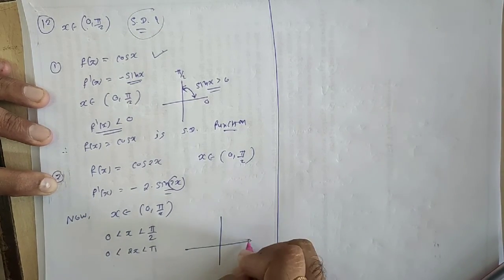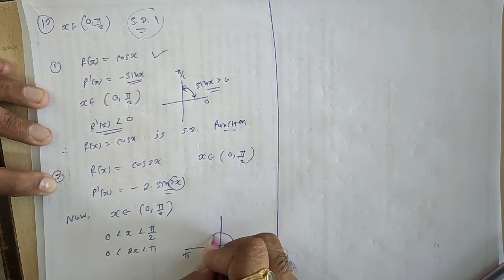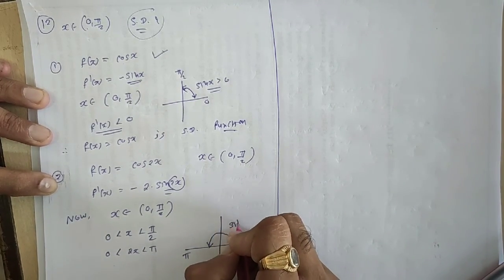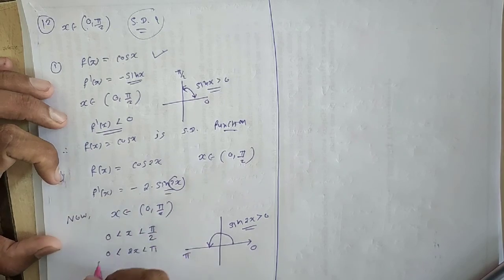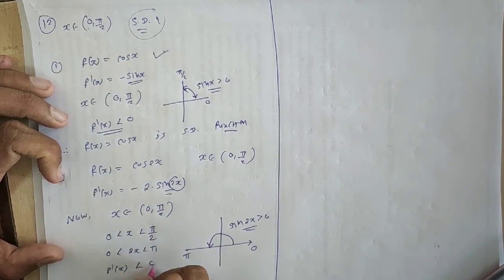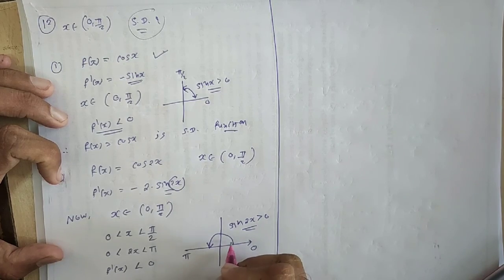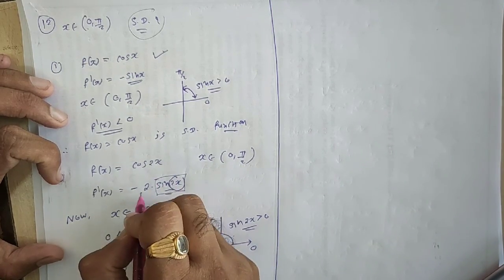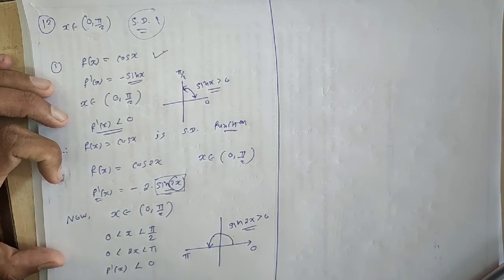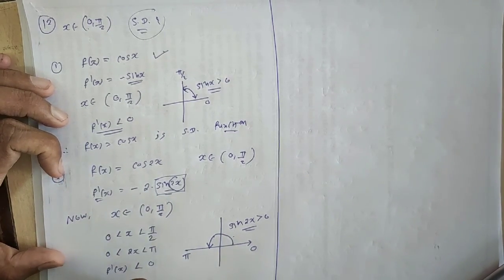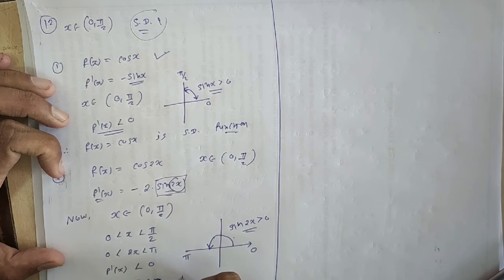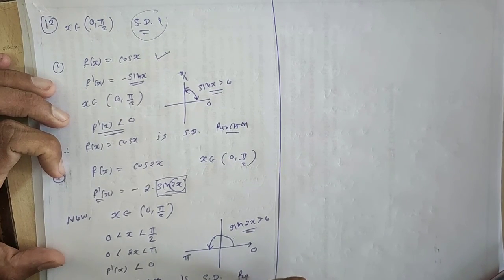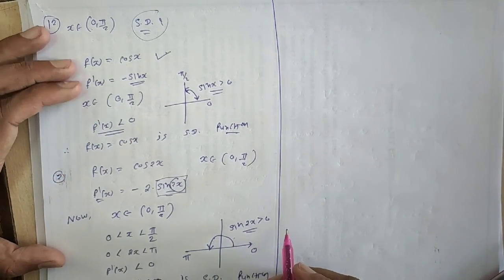So for 0 to pi, for this interval, sin 2x is greater than 0. Yes, sin 2x is greater than 0, but it's a minus 2, so we can say that f dash x is again less than 0. Sin 2x will be positive in the first quadrant and second quadrant, but it is multiplied by minus 2, which is negative. So f dash x is less than 0. So if f dash x is less than 0, our function f of x equal to cos 2x is strictly decreasing function. In which interval? For which value of x? x belongs to 0 to pi by 2. Clear?